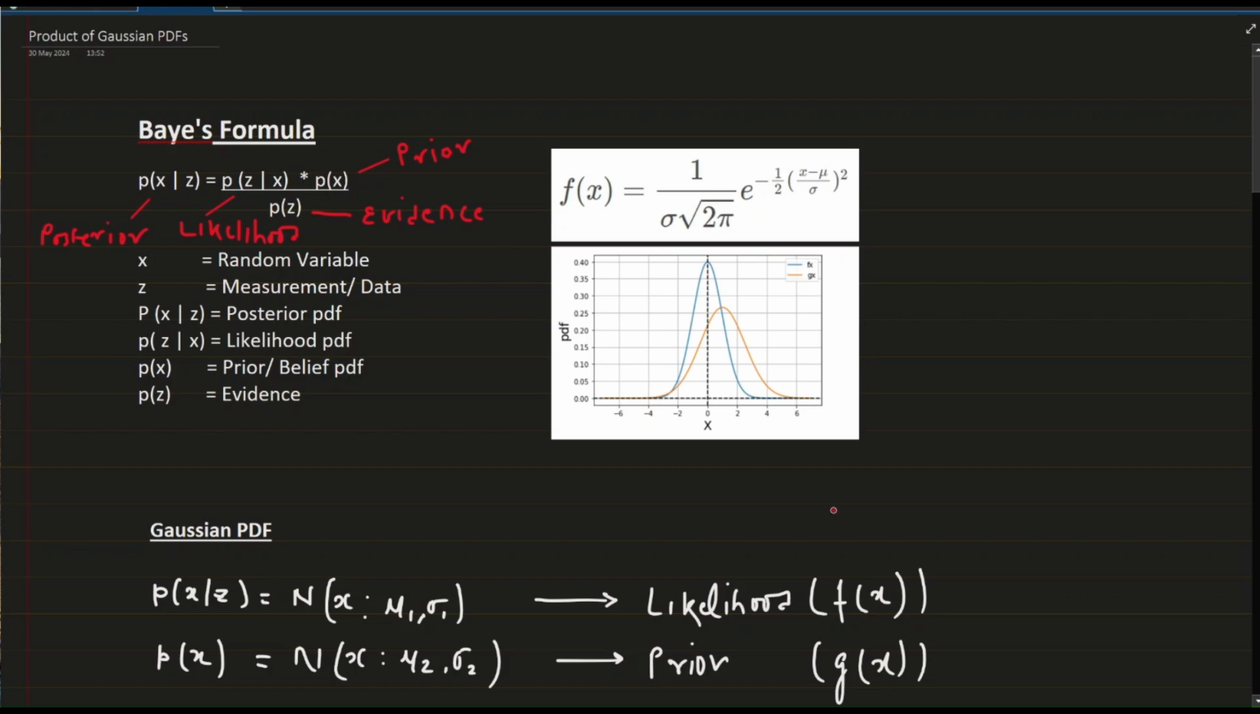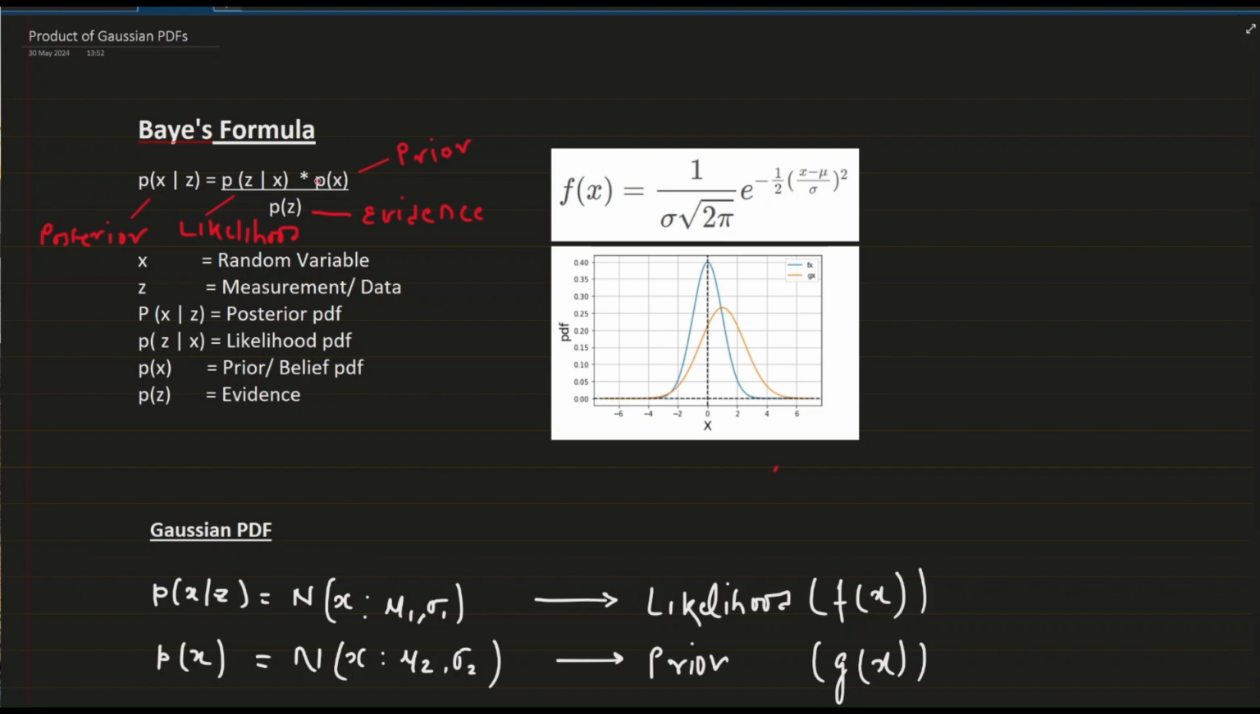Welcome to this tutorial on understanding the product of two Gaussian distributions. We will revisit the base formula, and the requirement to multiply two Gaussian PDFs arises from this formula. As you can see, in the numerator of this formula, we have a likelihood which is Gaussian distributed, and we also have a prior which is Gaussian distributed.